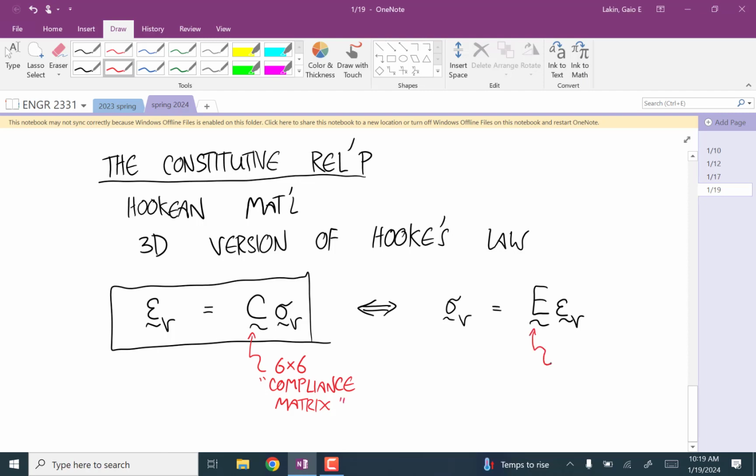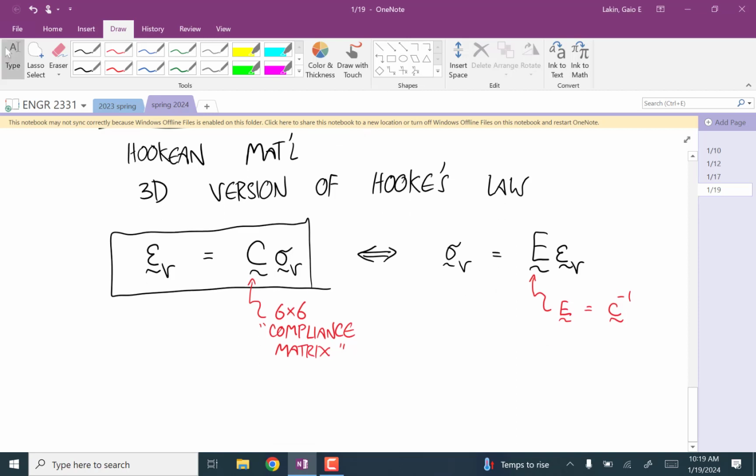If you do it this way, this E is the inverse of the compliance matrix. I'll talk about that soon. And this is called the stiffness matrix. It's also 6 by 6.